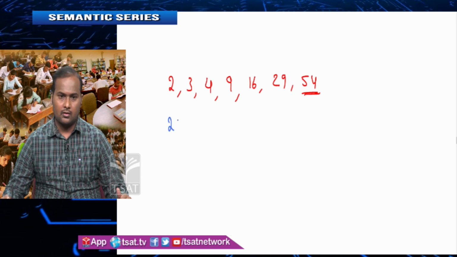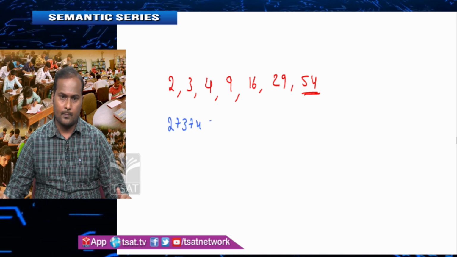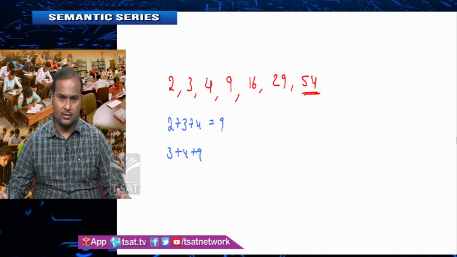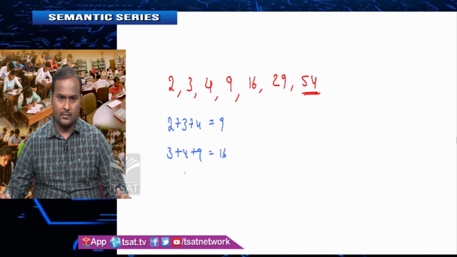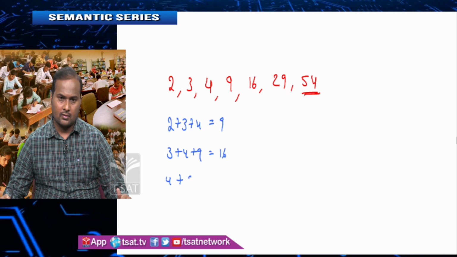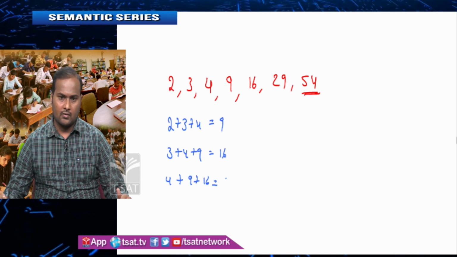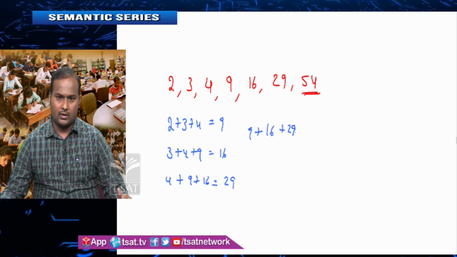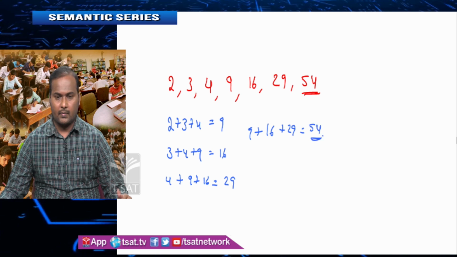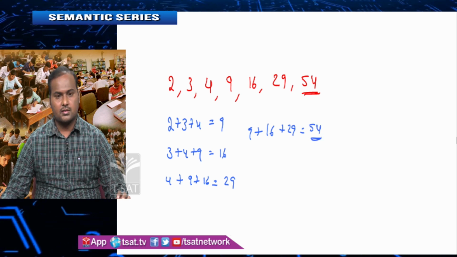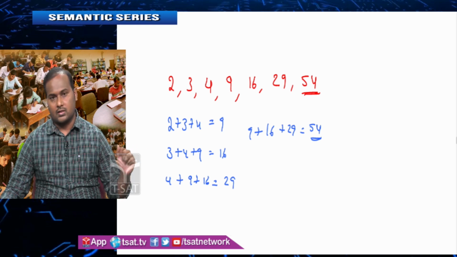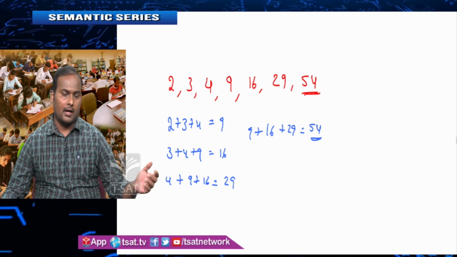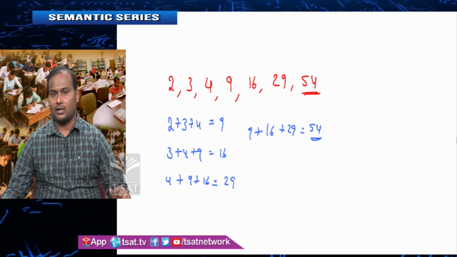For example, again 2 plus 3 plus 4, you will get 9. In the same way, 3 plus 4 plus 9, we will get 16. The same way, 4 plus 9 plus 16, we will get 29. In the same way, 9 plus 16 plus 29, we will get 54 as the answer. So this is called a Fibonacci series. Generally, we get it by the addition of the previous three numbers. So here are two types: by adding the previous two, and the next pattern is by adding the previous three. So these are the two types of Fibonacci series.